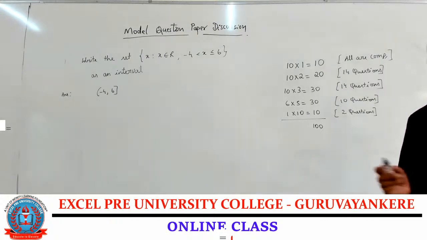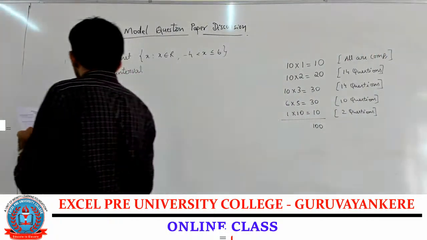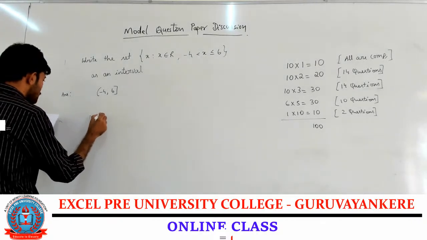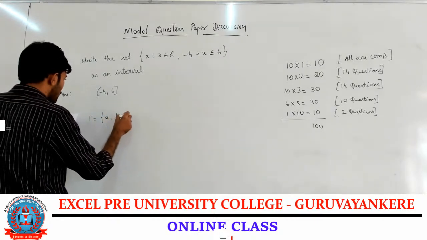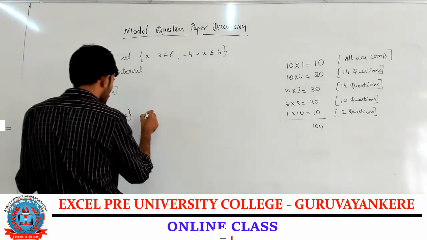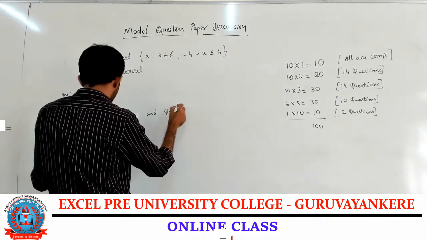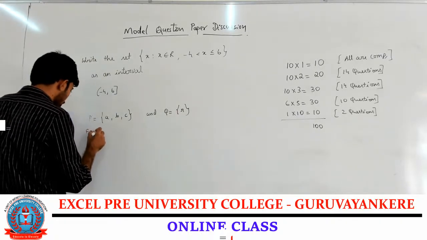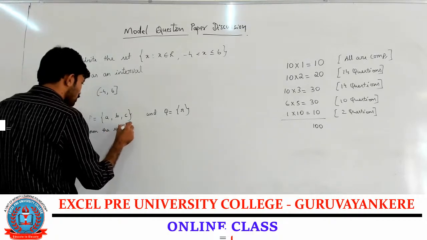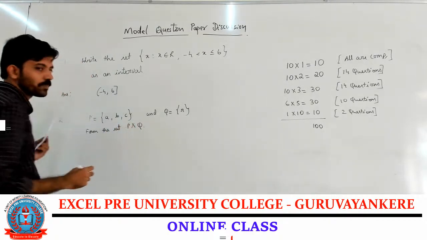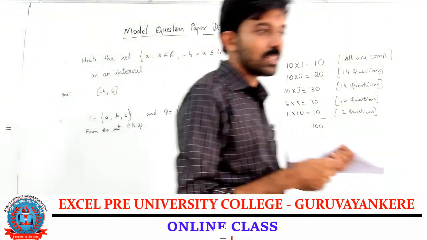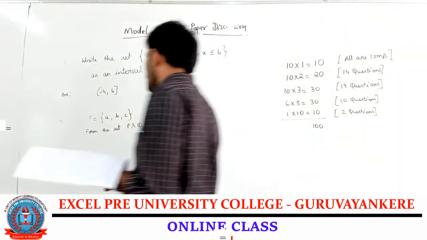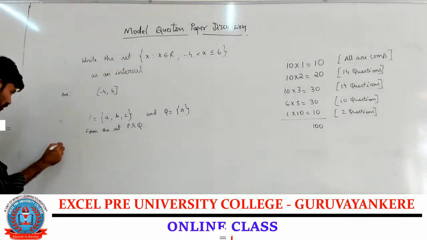Next one. Second question. P is equal to A, B, C and Q is equal to R. Form the set P cross Q. P cross Q is the Cartesian product of the two sets P and Q.